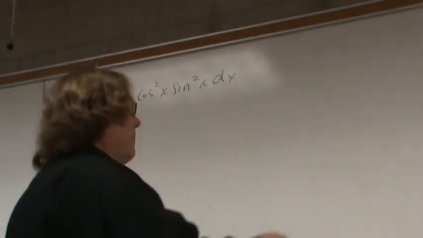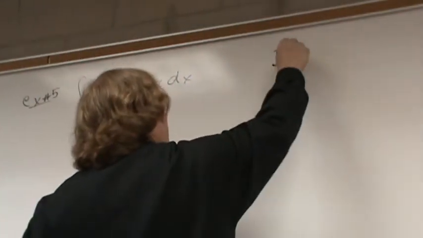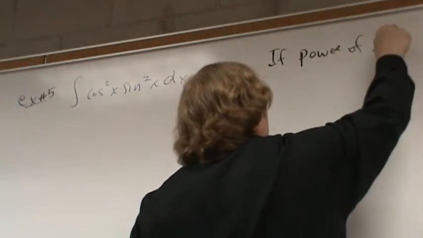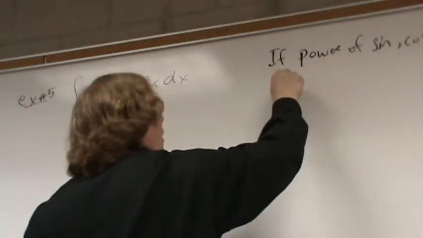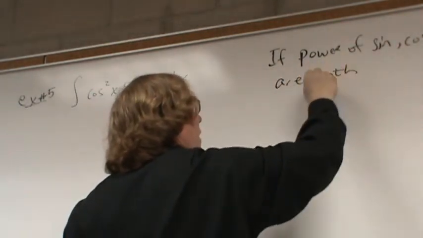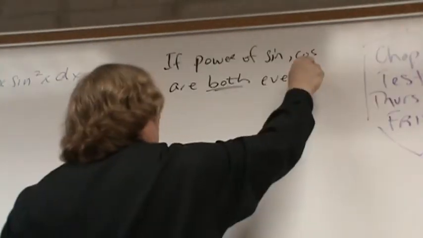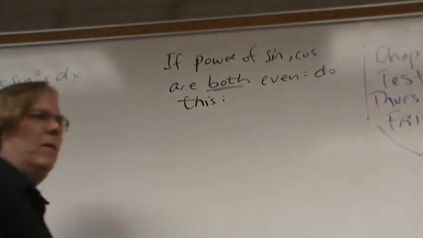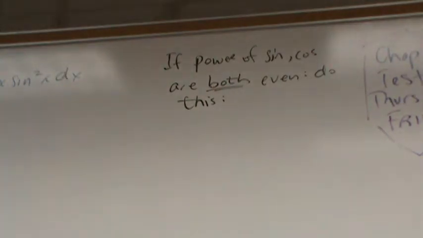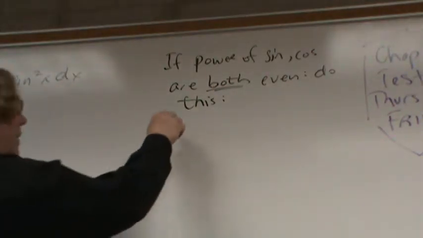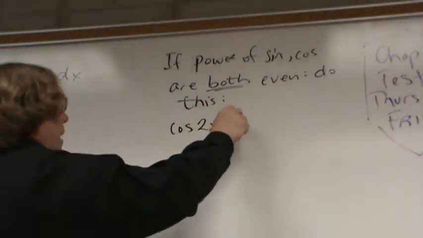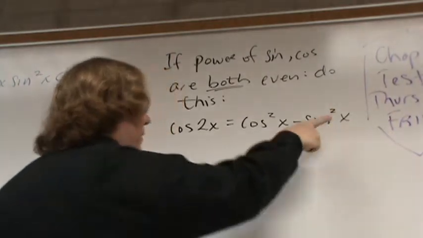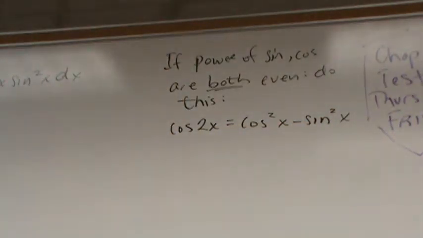And here it is. If the powers of sine and cosine are both even, do this. We have a double angle identity that says that the cosine of 2x is equal to cosine squared x minus sine squared x. That's our double angle identity for cosine.